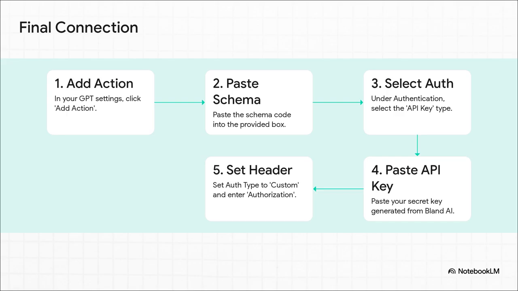Go back into your custom GPT settings, scroll all the way down and click Add Action. Paste that schema code we just copied right into the box. Then, under Authentication, you're going to select API key. Now paste in that secret key you saved from Bland AI, and 2 final clicks, set the auth type to custom, and just type the word authorization into the header field. And that's it. You've done it.